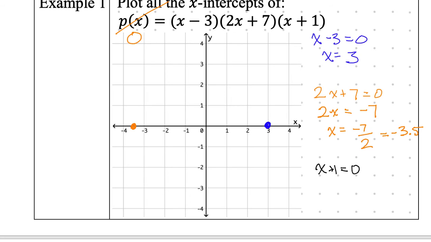And then finally, Jaden. Yes. Our final x-intercept is what? X is equal to -1. -1. Graph it. X is equal to -1.